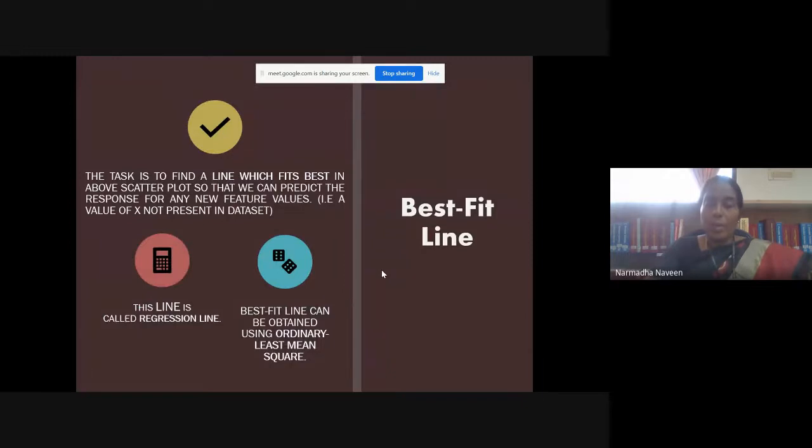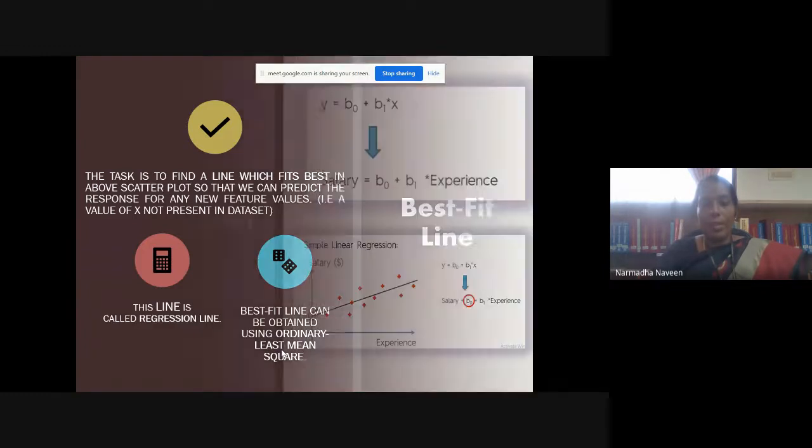Okay, so the task for us is to find a line that will better fit all the scatter points that we have seen, so that we'll be able to do the prediction for any new value that we give as an input. This line is called the regression line. This line can be obtained using a mathematical method called the ordinary least mean square method.